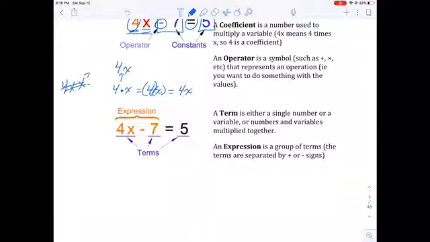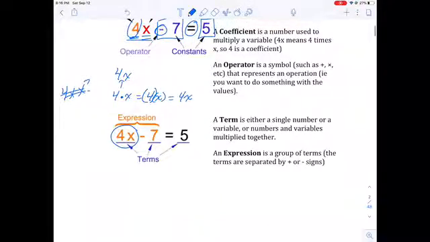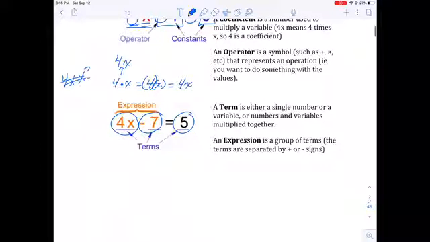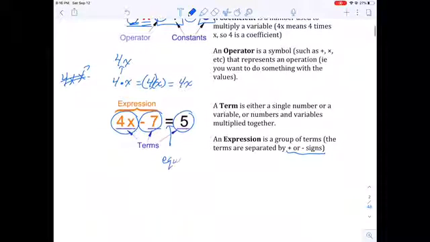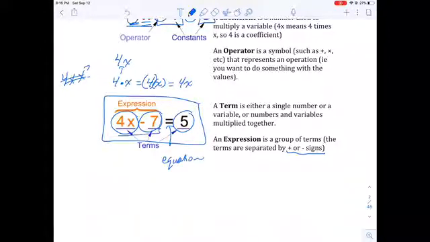A term, okay, all of these are terms. Another word for sort of a variable can be a term. -7 is a term and 5 is a term. Terms are usually separated by plus or minus signs, okay? And given that this has an equal sign, this is also an equation, okay? Equations have equal signs. Expressions do not, okay? The whole thing is called an equation with the equal sign, but just a single side is called an expression.